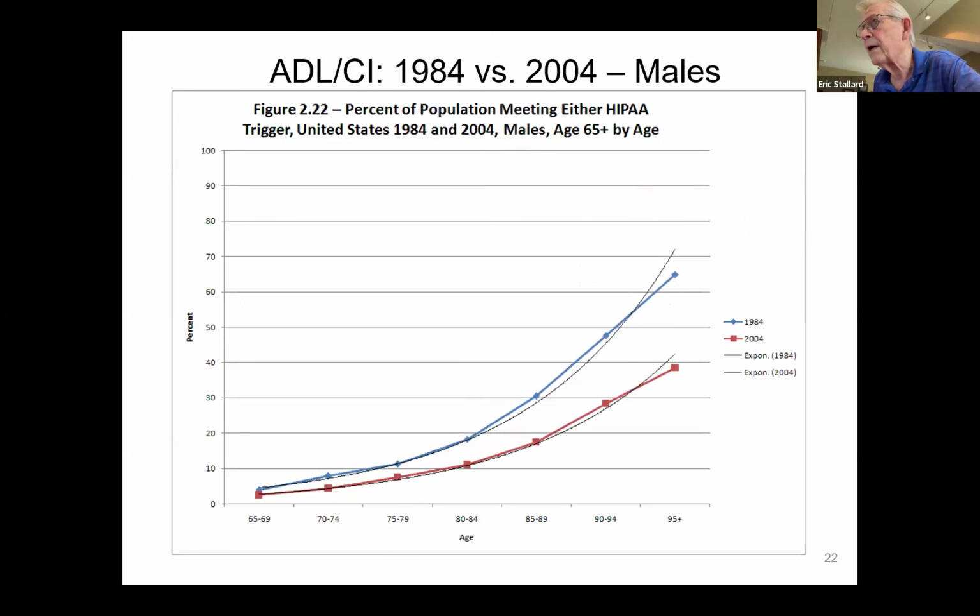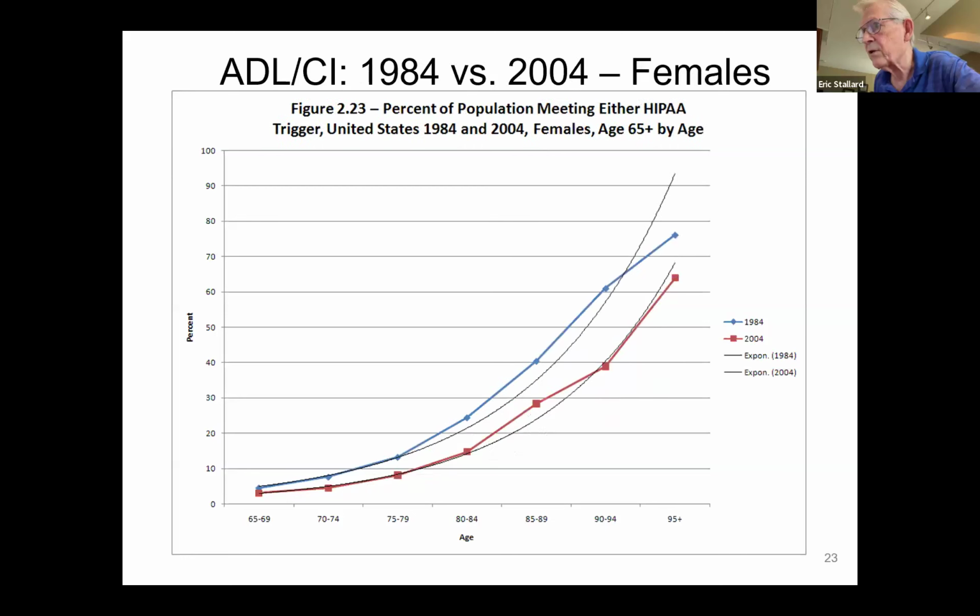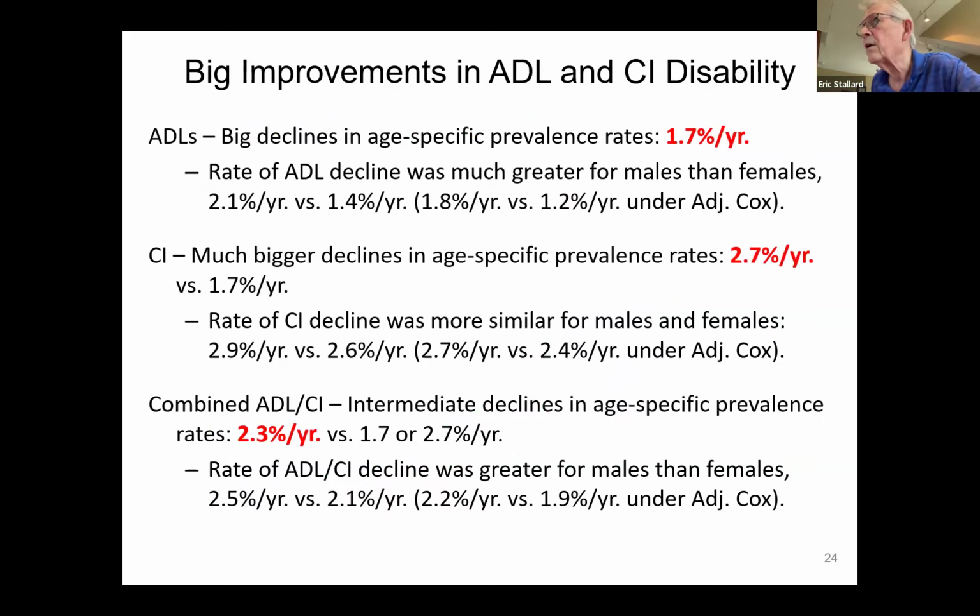If you look at males, you see males have a large decline at every age, and you will see females have a large decline at every age. There's a little bump here at 85 to 89. I'm not sure how significant it is, I haven't tracked that down, but I just pointed it out. So what's the takeaway message? There are big improvements in ADL and CI disability.